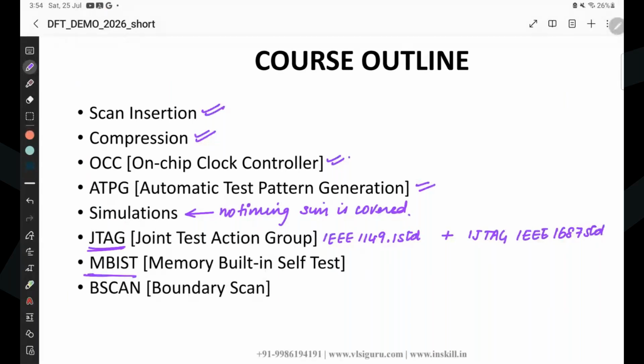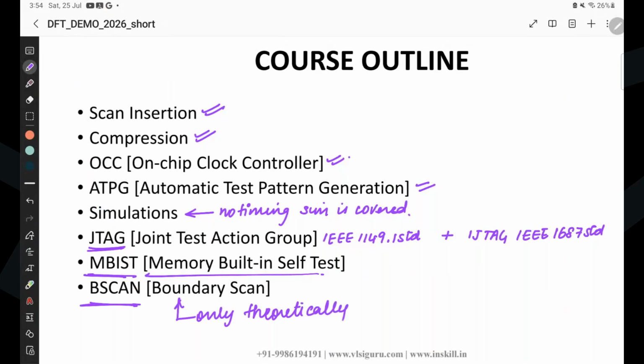And then we will also be covering MBIST, Memory Built-in Self-Test, and we'll be covering boundary scan. Boundary scan we will be covering only theoretically, because we don't have the license to do boundary scan. Okay. So yeah, this is our course outline.